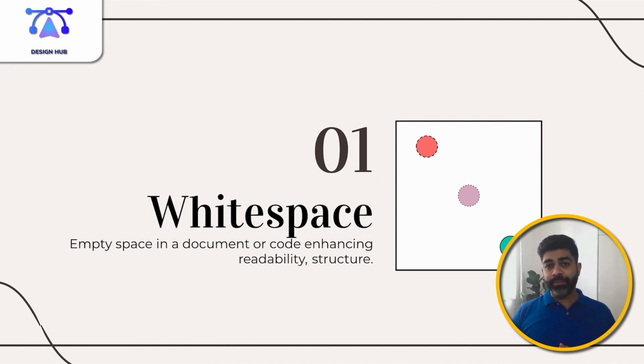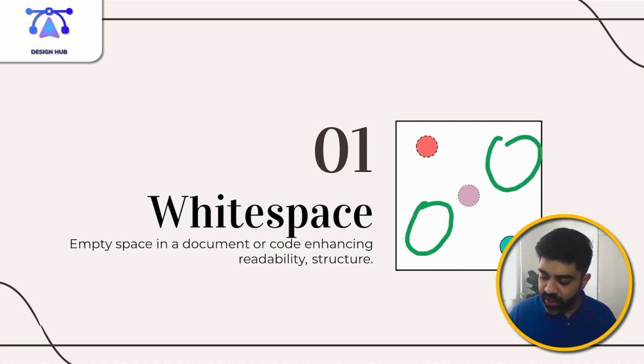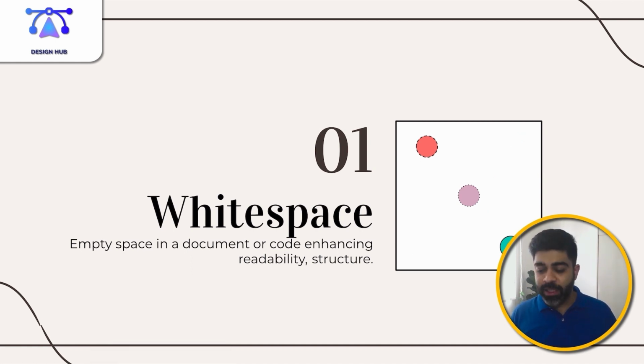So let's get started. White space. Simply put, white space is the empty space around content and elements on a page or a screen, and even with documents or code. This is known as white space. It's used to balance design, organize content, and improve the visual experience for the user. If you can see these 3 dots on the screen, they have a lot of area between them. So I could say that these areas are the white space. So that's basically what white space is.